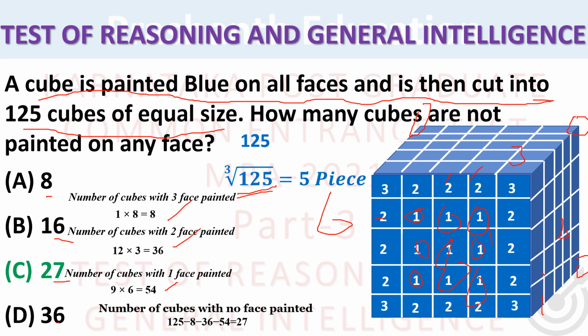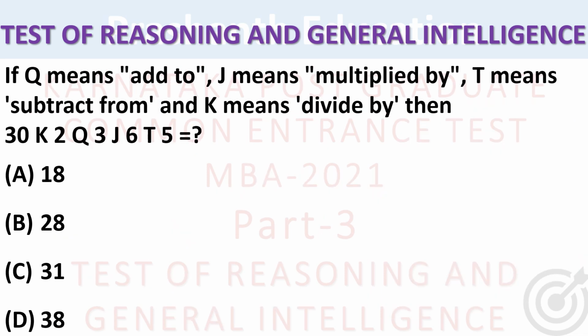You need to first identify how many cubes are painted with 3 faces, how many are painted with 2 faces, and how many are painted with 1 face. Total we know it's 125 cubes, which we got when we cut the cube. Now we subtract from 125 the number of cubes with 3 faces, with 2 faces, and with 1 face, then we will get the cubes which are not painted on any face. Okay, let's go to the next problem.